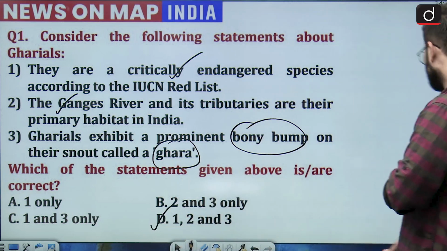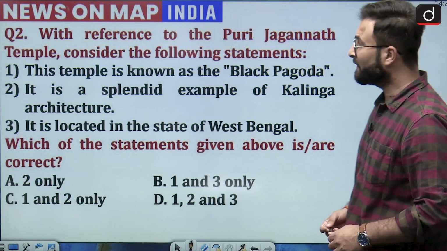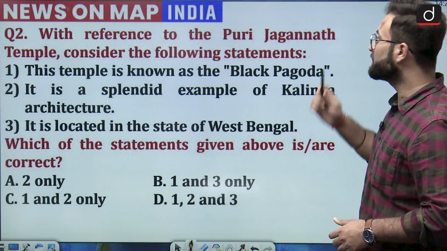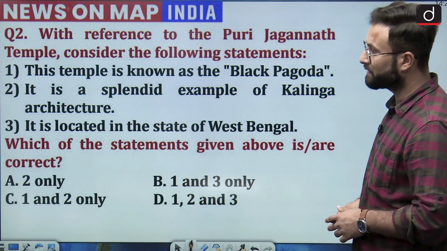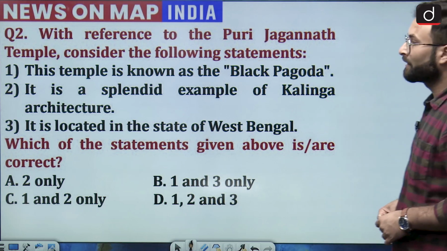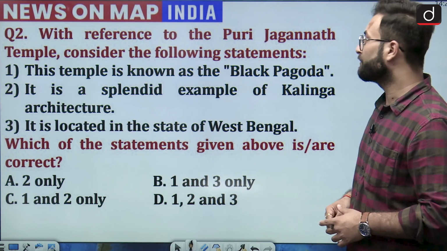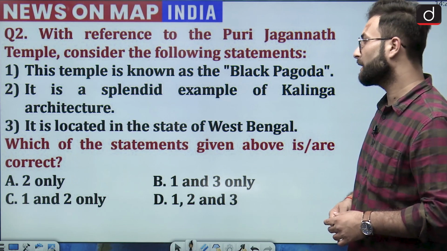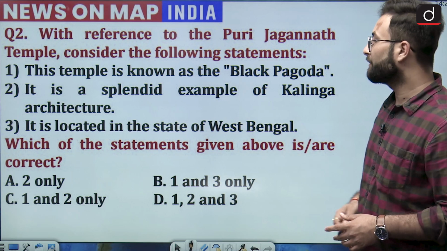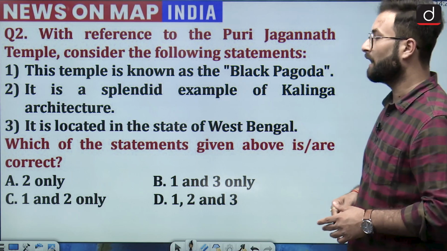Okay, moving further to question number 2. With reference to the Puri Jagannath temple, consider the following statements. This temple is known as the Black Pagoda. Second, it is a splendid example of the Kalinga architecture. Third, it is located in the state of West Bengal. Which of the given statements are correct over here?